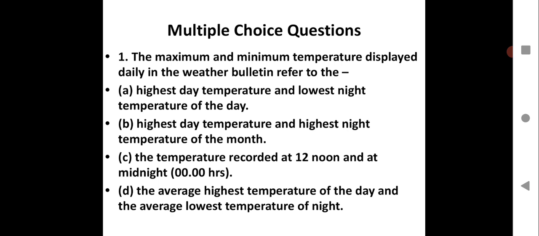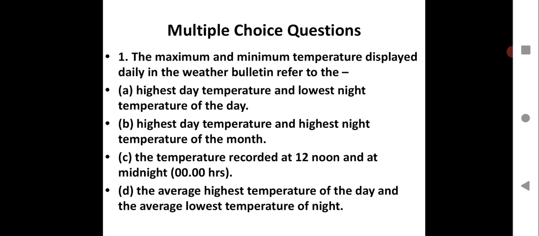So let's get started. The first one: the maximum and minimum temperature displayed daily in the weather bulletin refer to: A, the highest day temperature and lowest night temperature of the day. B, highest day temperature and highest night temperature of the month. C, the temperature recorded at 12 noon and at midnight 00:00 hours. D, the average highest temperature of the day and the average lowest temperature of night.